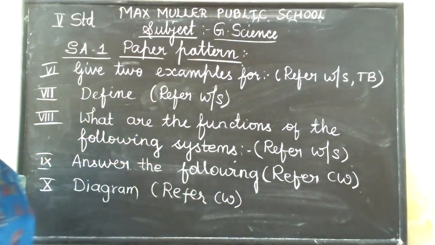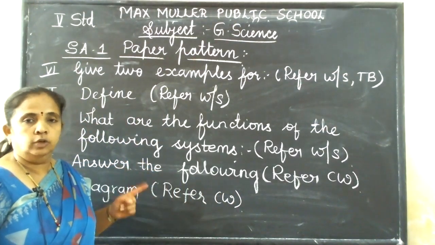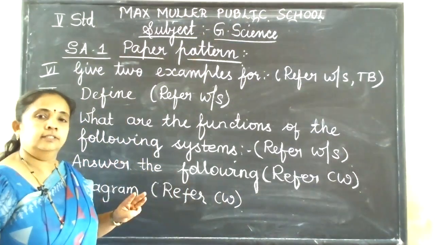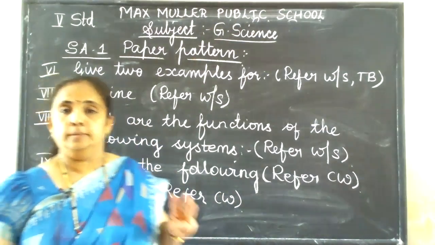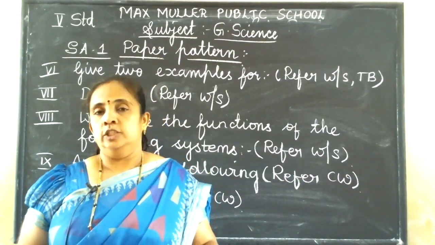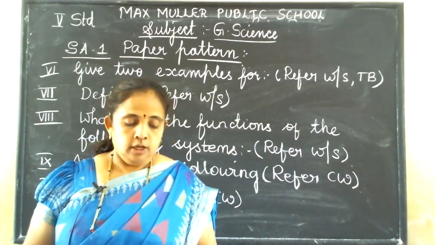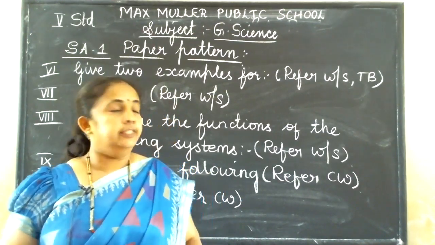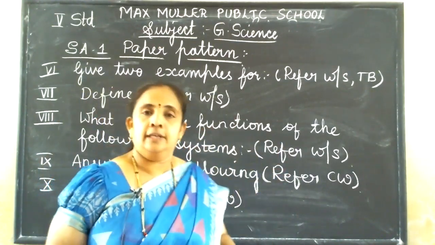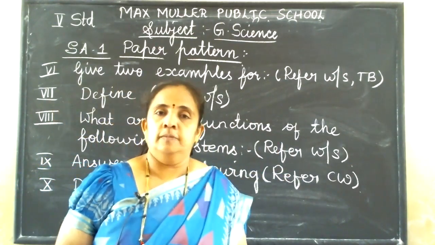Got it, children? So again, I'm going to revise the portions. It is first lesson, growing plants. Second, world of microbes. Third, the skeletal system: bones, muscles, and movements. Fourth, the nervous system. So these are the 4 lessons which you have to read for your SA1 exam. So don't get confused. Read properly from the mains I have given. Refer to the worksheet and the classwork, and revise from the worksheet.